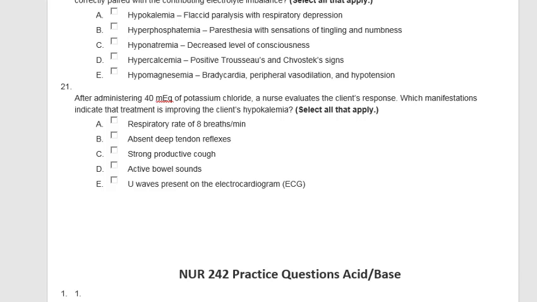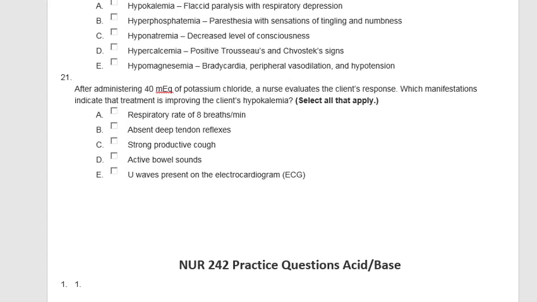Yes, that means that their potassium level is coming back to normal and their muscles are communicating with their nerves correctly, and we cough nice, big, and strong. Active bowel sounds. Yes, remember, hypokalemia causes things like constipation and paralytic ileus. When we have active, nice bowel sounds, that means the potassium level is coming back up and everything's communicating. U waves present on EKG. No, that is when the potassium is getting lower. Okay, so your answers are the strong productive cough and the active bowel sounds.